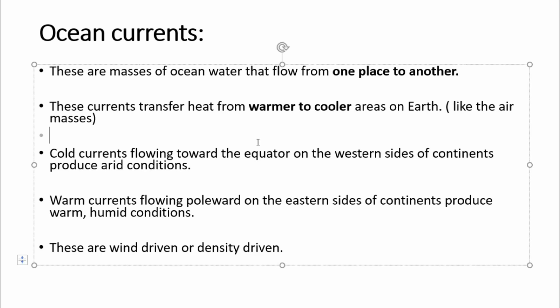Okay, so warmer to cooler. Similarly, it can be vice versa also, from cooler to warmer. Similar to that of air, because it is a fluid only. So, cold currents: these are two types of current.